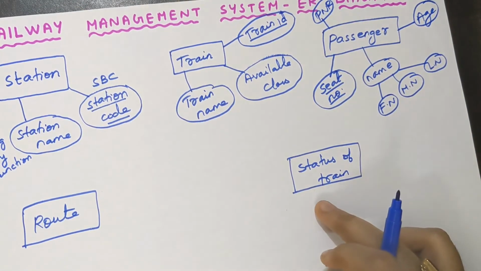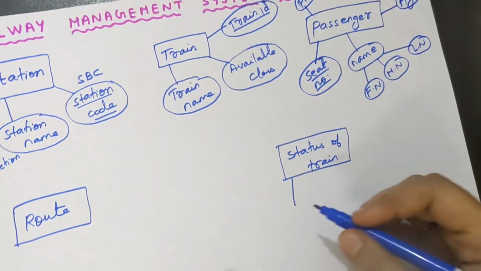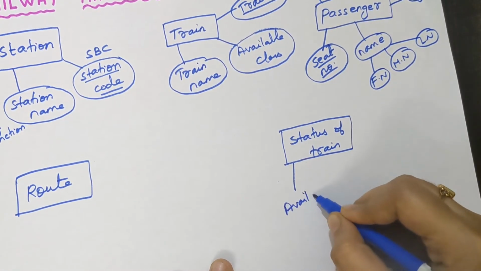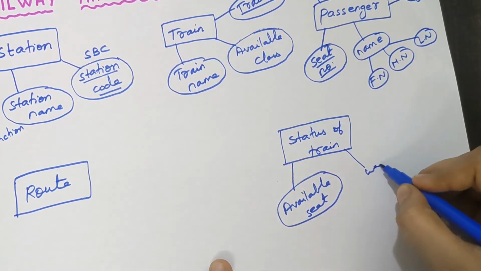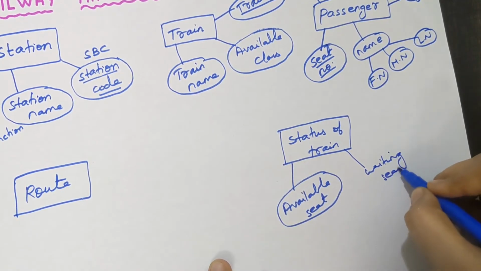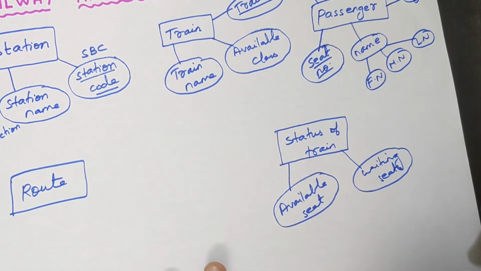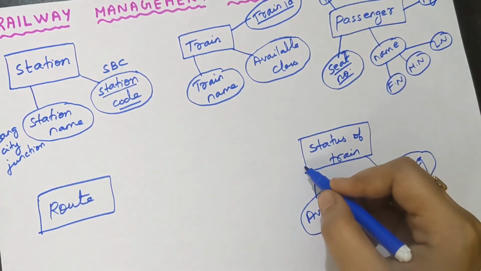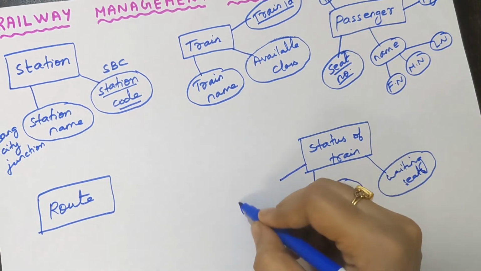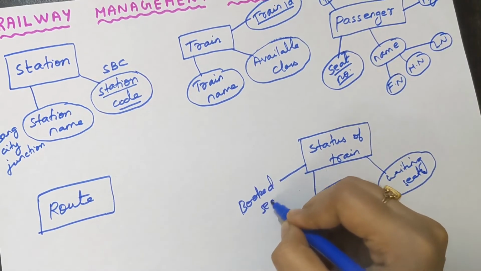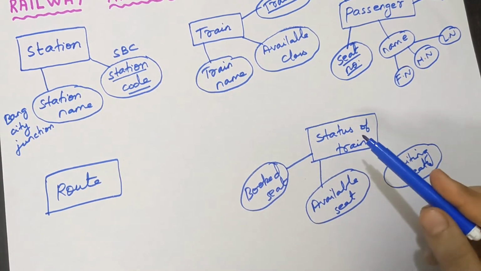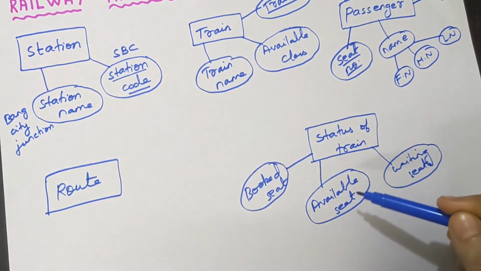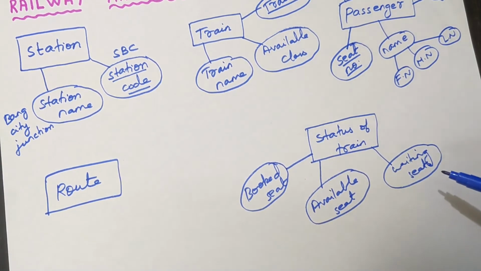Next is status of train. So if you take status of train, available seat. So how many seats are available? Next, waiting seats. So how many tickets are still in the waiting list? Next, booked seat. How many are completely booked? So these many seats are completely booked for this particular train. So these many seats are available. Next, how many are in the waiting list?